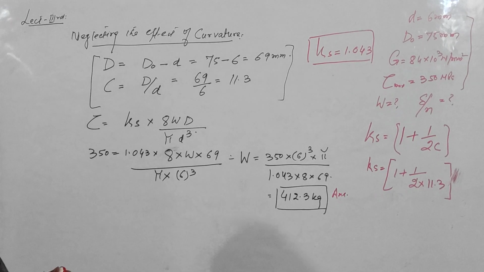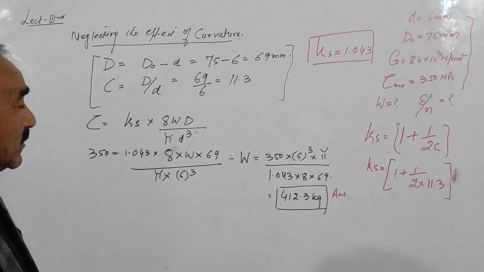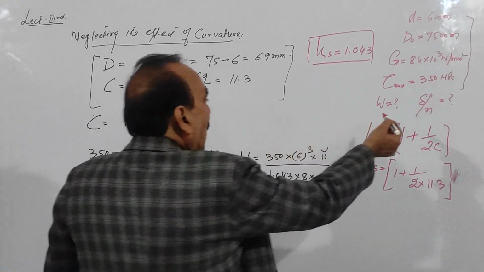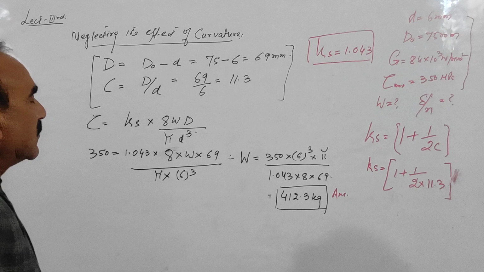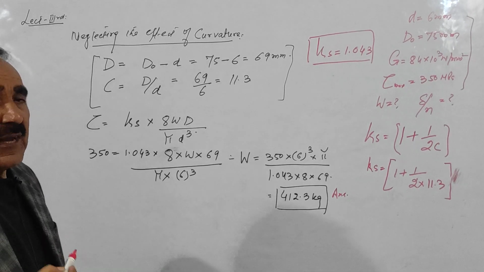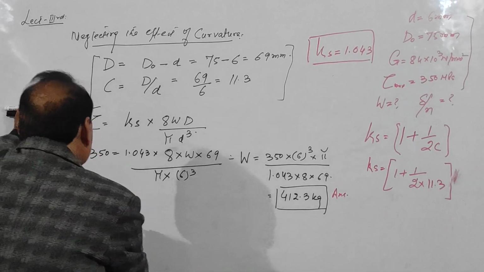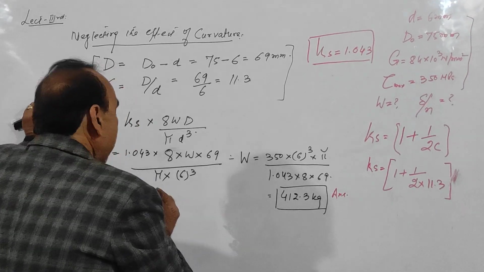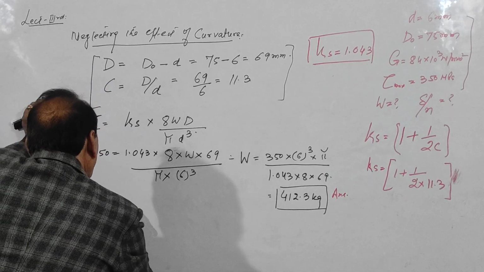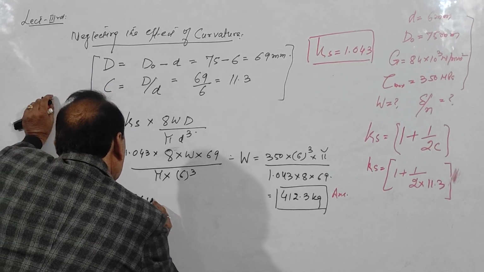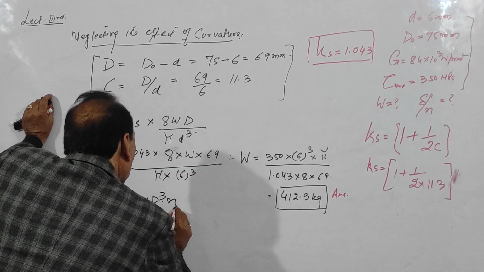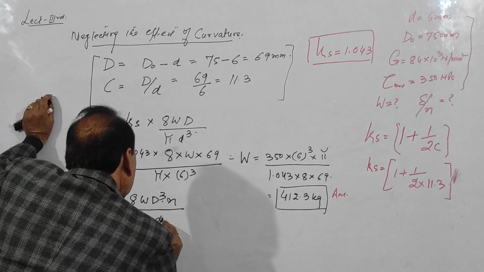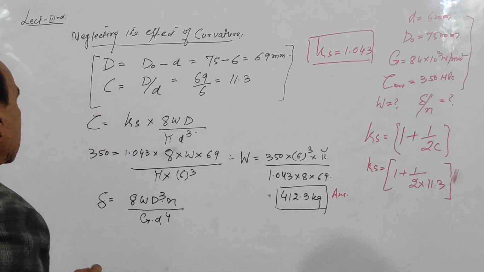Now, next we will calculate. What do we have to calculate? Delta by n, the deflection per unit turn. We have to calculate this. So you know what delta is. What formula do you have for delta? So delta is equal to 8WD cubed into n divided by G d raised to power 4. So this is your delta.